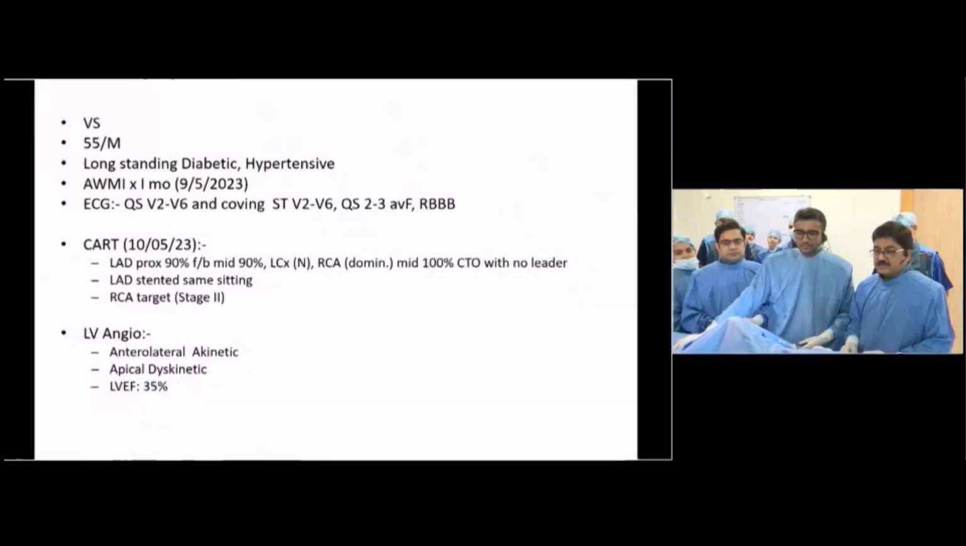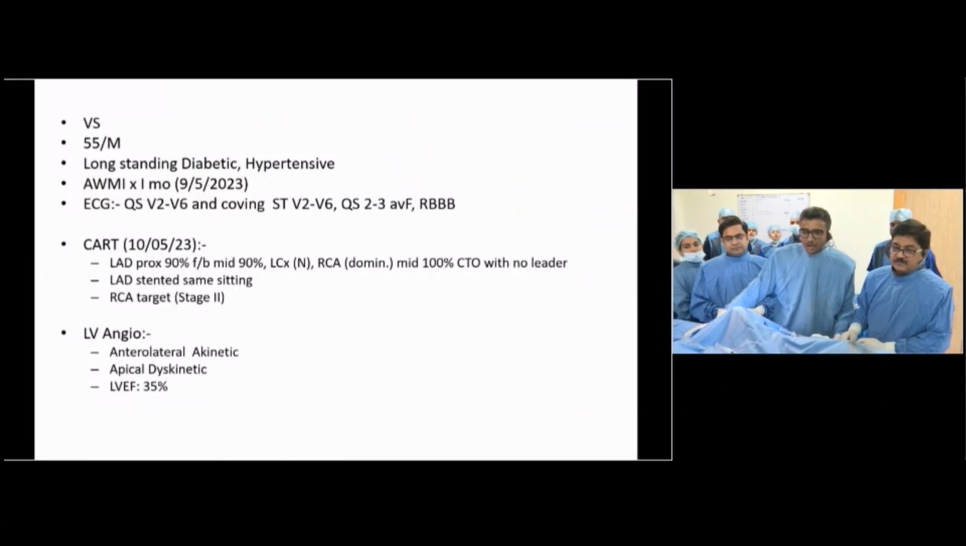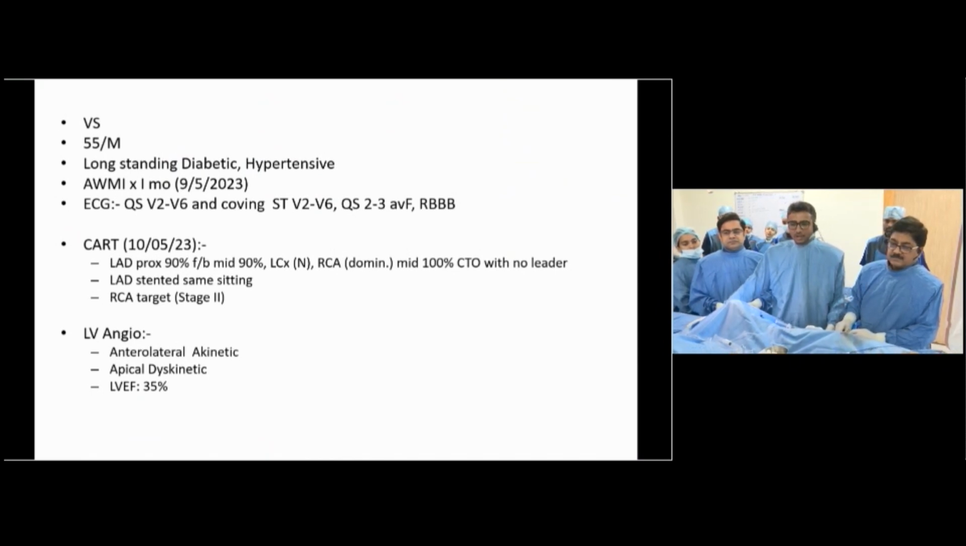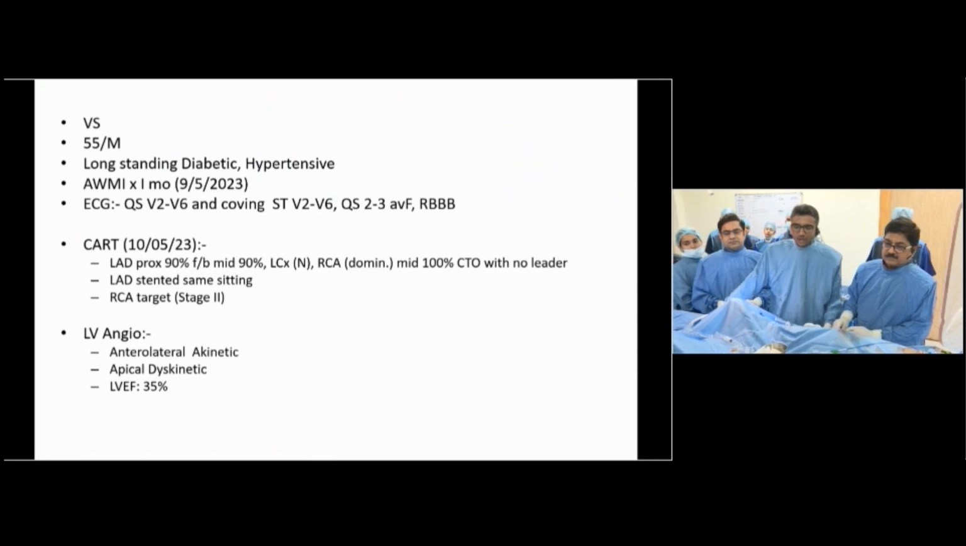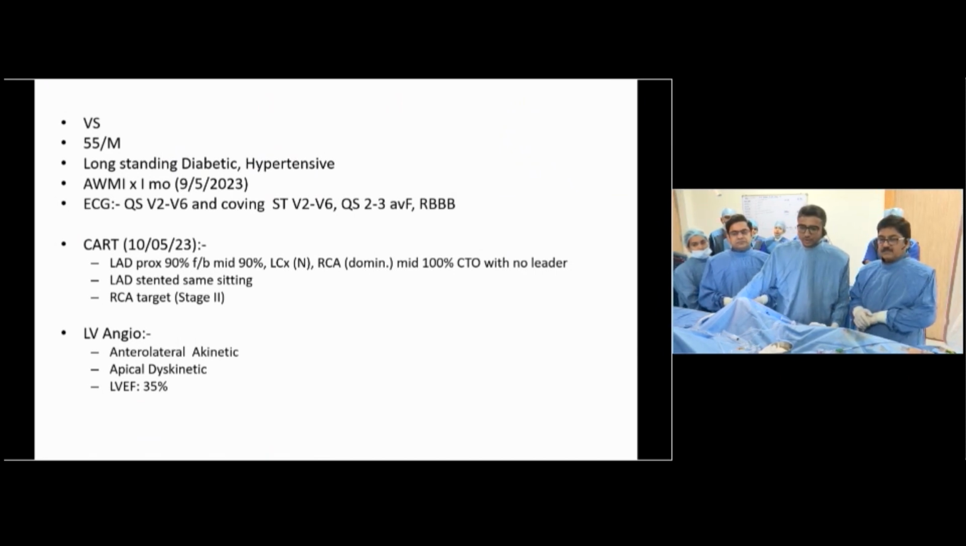The slides, please. So we have this 55 year old male with us. He is a long-standing diabetic patient and also hypertensive. He had an anterior wall MI 1 month back, and he came to us with that. ECG showed fresh MI changes with ST coving in V2 to V6. Also had small QS in 2, 3, and AVF, suggestive of probably old MI in inferior.